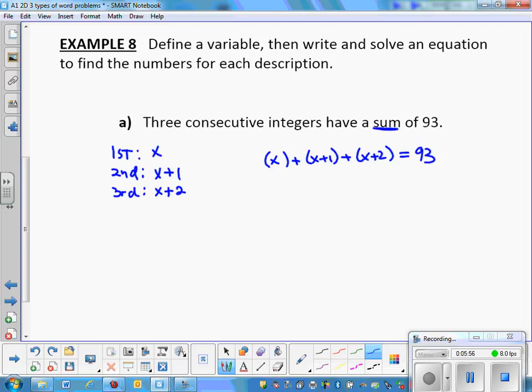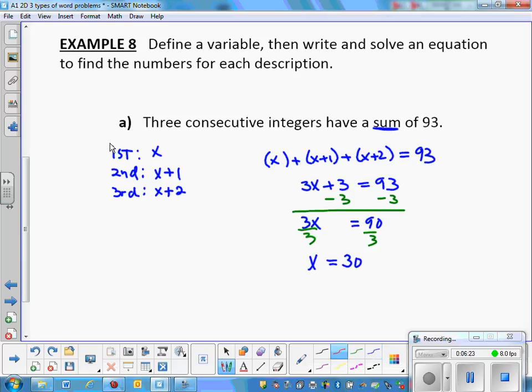I'm going to combine my x's, get 3x plus 3 is 93. We'll subtract 3 from both sides, and that results in 3x is equal to 90. We'll divide both sides by 3, and we end up with x is equal to 30. So that means that our first number is 30, so x is 30. Our second number is going to be plus 1, so 31. And our third number will be plus 2, so 30 plus 2 is 32. So 30, 31, and 32 would be our answers.